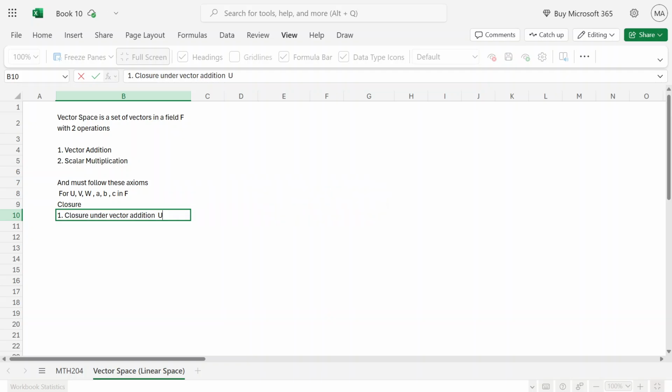Let's say u plus v, that's our two vectors. U plus v must be in our field. So that's also what we are saying. I hope I'm communicating, guys. So what we are just saying is, no, let's not call this f.